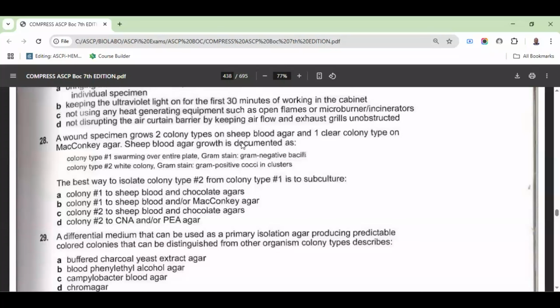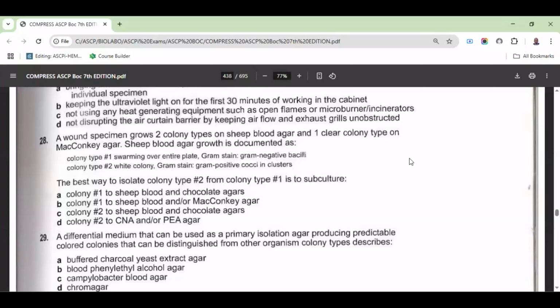What do we do for colony 1 and colony 2? I think B. Colony 1 on? Type 1. Blood agar and MacConkey agar. Colony 1. Option D, because already we have a colony 1 already isolated in MacConkey.